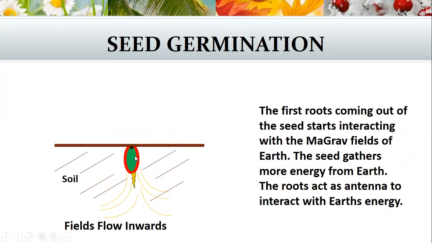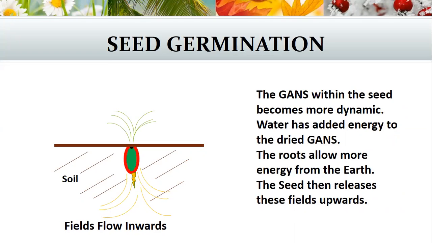So the first roots coming out of the seed start interacting with the magnetic field of the earth. Now the seed gathers more energy from the earth because, by putting out its roots, it's opened up sort of a doorway, if you want to call it, to start gaining more energy from the earth. And the roots act as that antenna to start interacting with Earth's field, so it can gather more energy within the seed structure itself. Now the GANs within the seed becomes more dynamic because of the water's added energy, because we know water is H2O. So when we're adding water, we're essentially giving the hydrogens, which is the energy, additional energy to the GANs. And with the roots getting more energy from the earth, the seed then releases these fields upwards from the top of the seed.